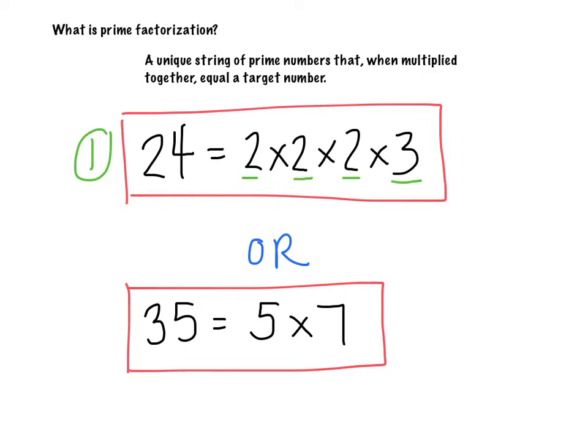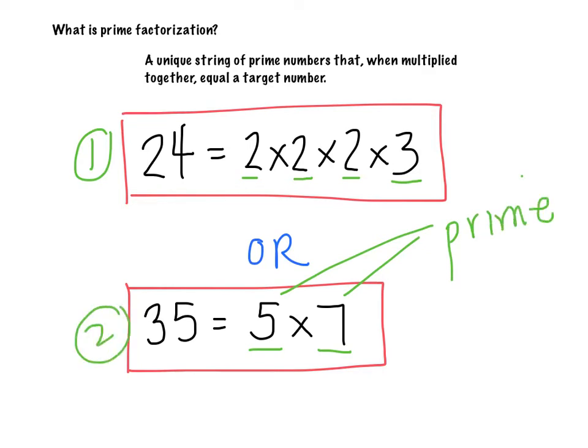The second example is 35. The prime factorization is 5 times 7, because 5 times 7 is 35, and both of those numbers are prime. Okay, that was our second example there.